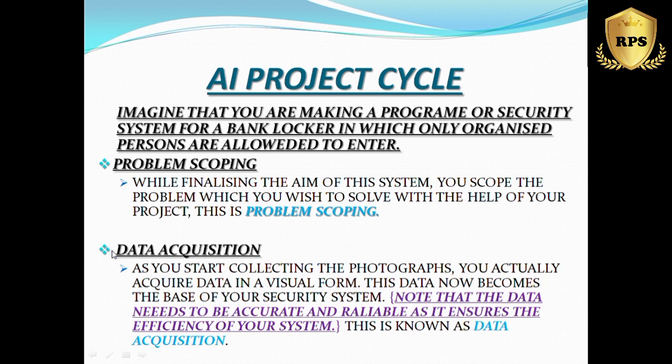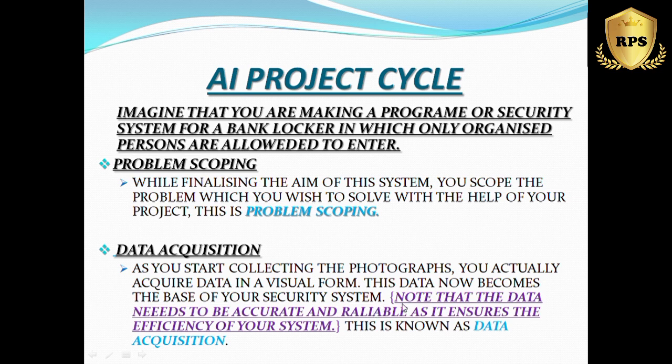So our second step is data acquisition. As you start collecting the photographs, you actually acquire data in a visual form. There are so many people, so we have to collect their photographs so that we can give the machine data showing that these persons are allowed and these are not allowed. So that data is now in visual form. This data now becomes the base of your security system.